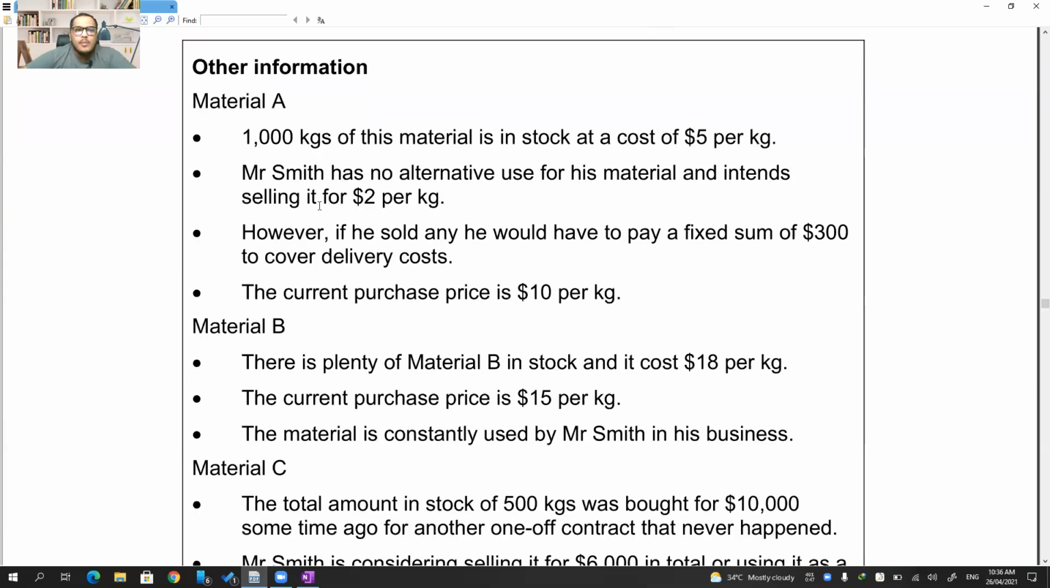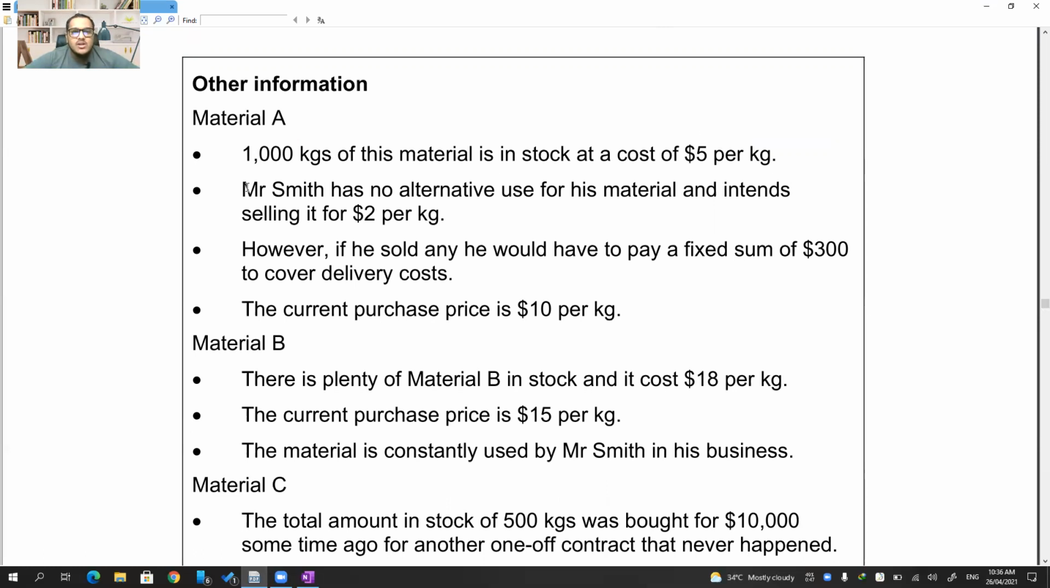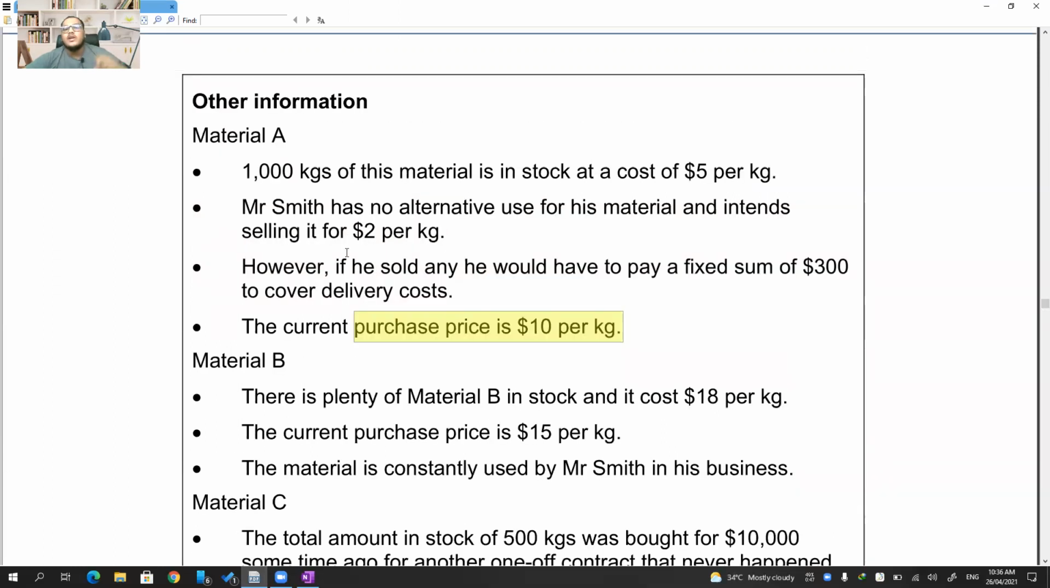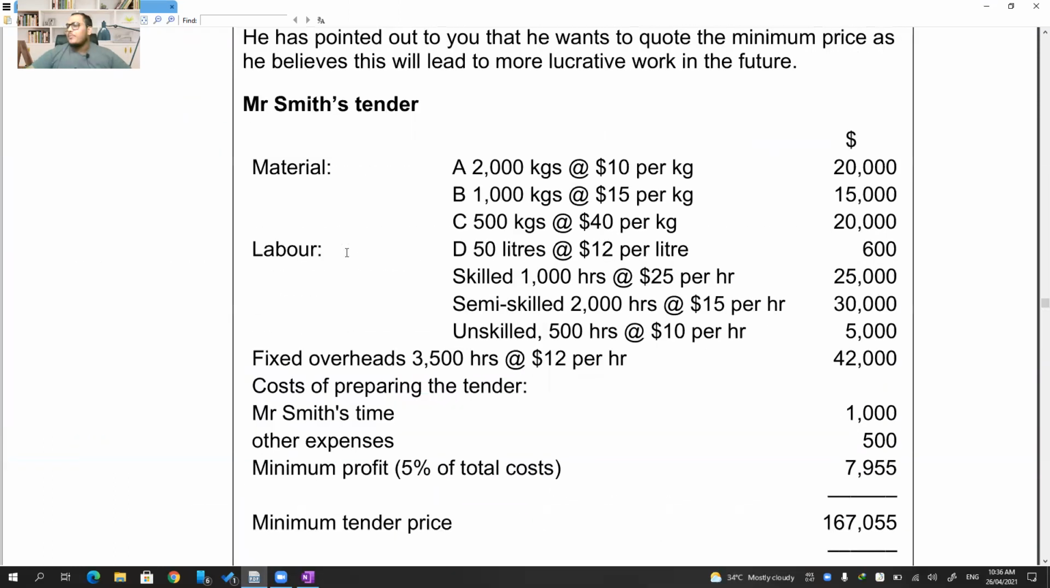Material A. 1,000 kgs of the material is in stock at a cost of $5 per kg. Mr. Smith has no alternative use for this material and intends to sell it for $2 per kg. However, if he sold any, he would have to pay a fixed sum of $300 to cover the delivery costs. Current purchase price is $10 per kg. Very good. Let's see about material A. How much material is required? Material A, 2,000 kgs is required at $10 per kg.